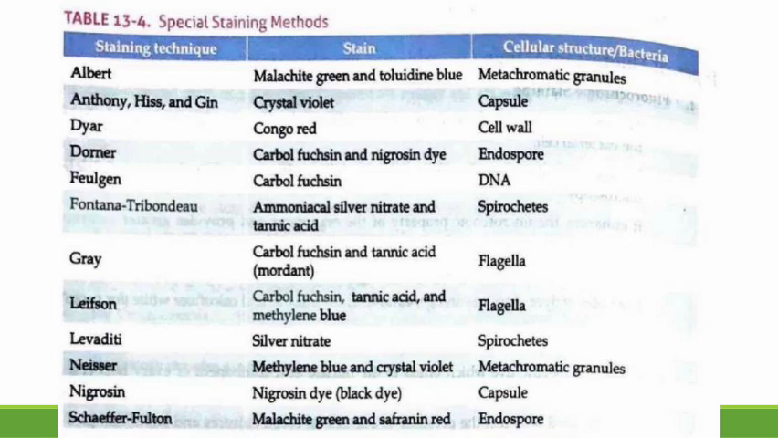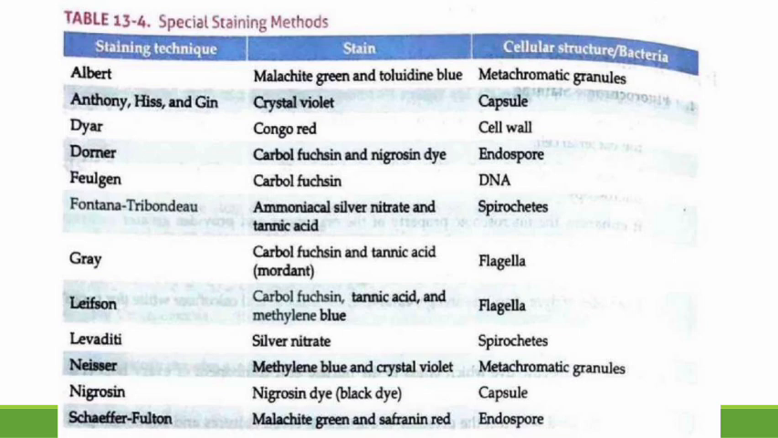Classic examples po of staining techniques that color the metachromatic granules in your bacteria are your Albert and Neisser. Examples naman po of stain used for spirochetes, a special type of spiral bacteria, are your Fontana-Tribondeau and your Levaditi. Okay, your Fontana-Tribondeau and your Levaditi. So an example naman po of a DNA stain is your Feulgen stain, which contains basic fuchsin. Okay? So please take note for your spirochete stain, your Fontana-Tribondeau po and Levaditi.